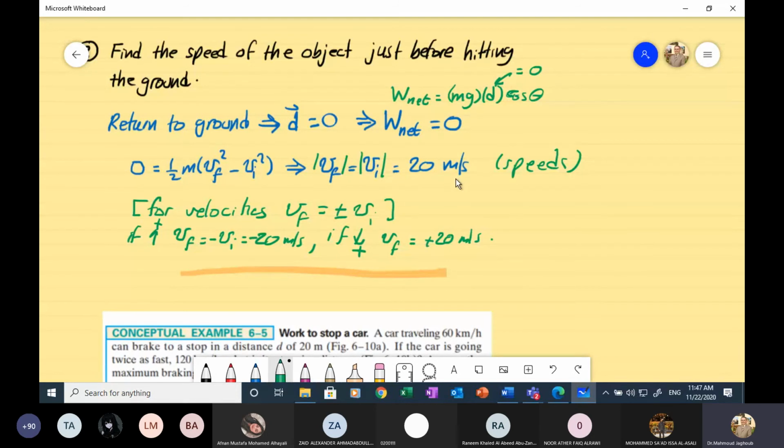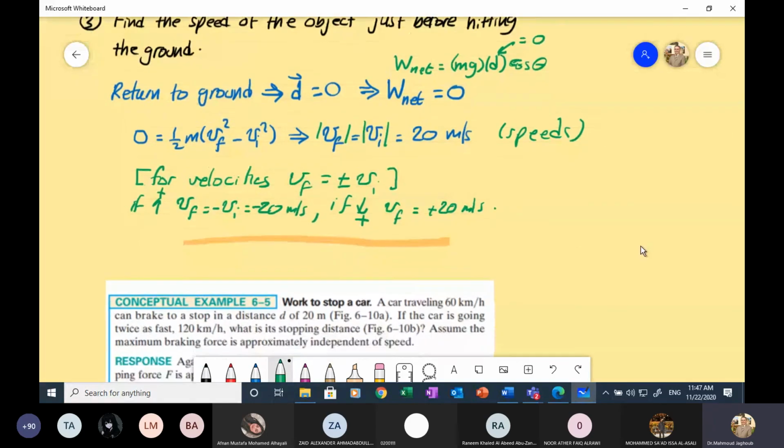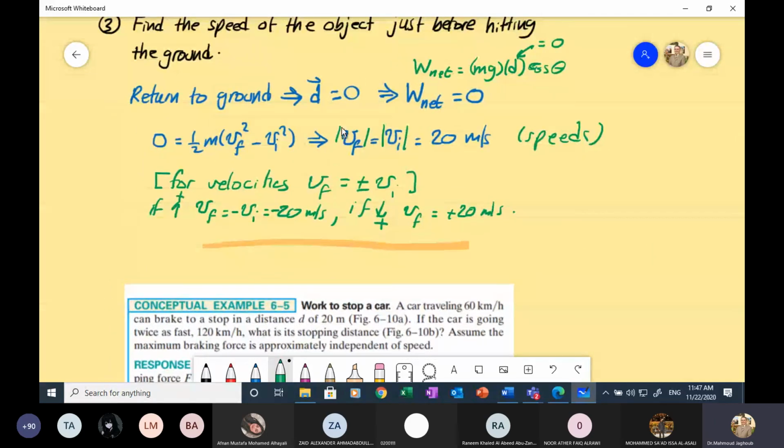So as you can see, all the questions that we did can be solved using this formula, except one type. If he asks for time, we cannot use it because it does not have time. Now, in the earlier section, section 5, they asked about the sign. Now I've asked for the speed, so I've taken the absolute magnitude. The sign depends on whether you take upwards as positive or downwards as positive. If you take upwards as positive, V final equals minus V initial, which equals minus 20. If you take downwards as positive, V final equals plus 20. It depends on your direction.